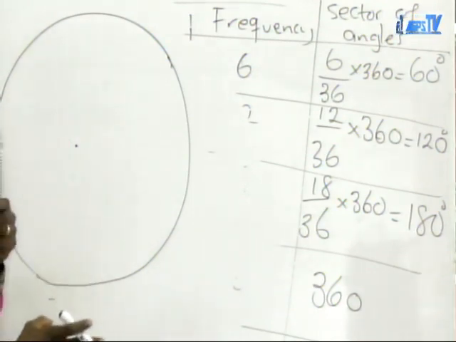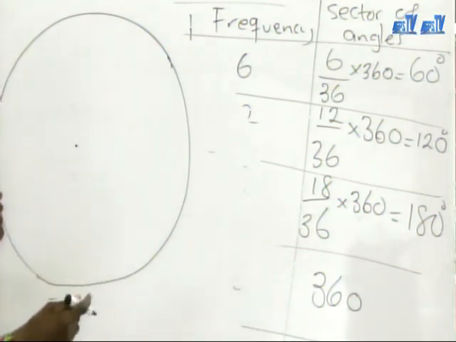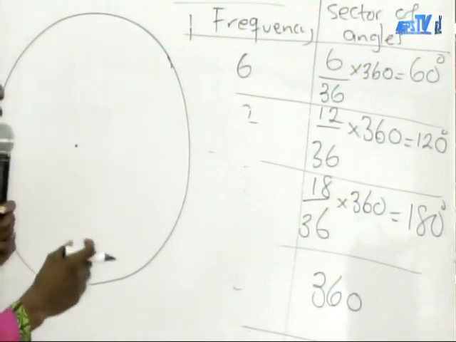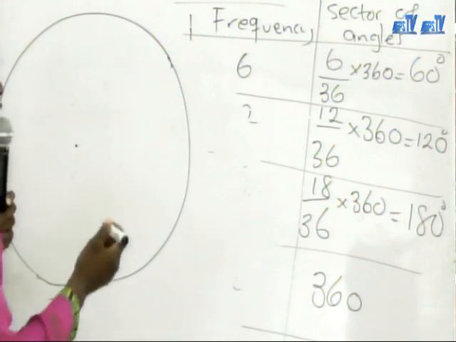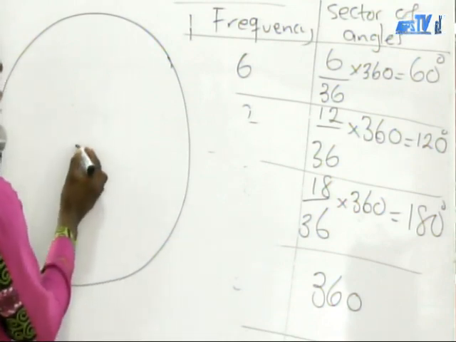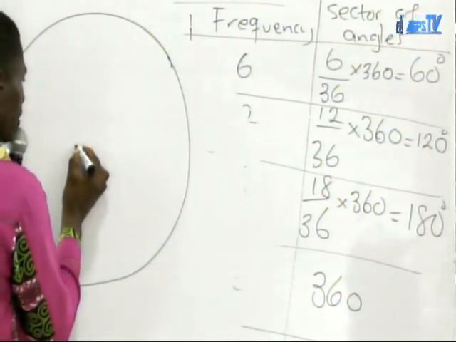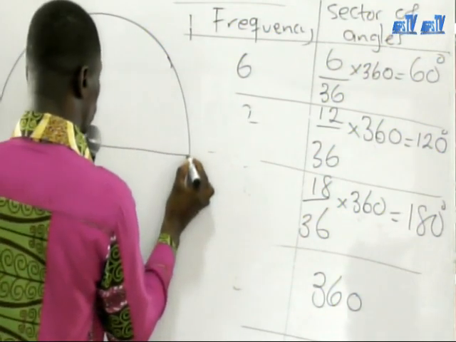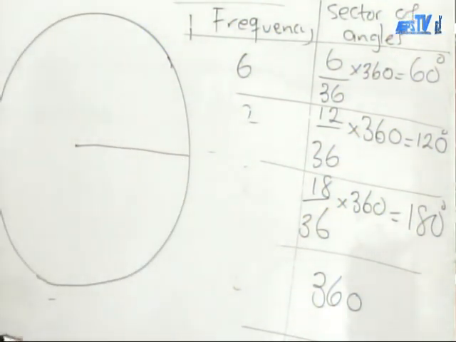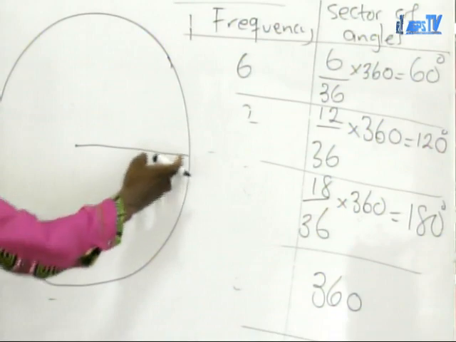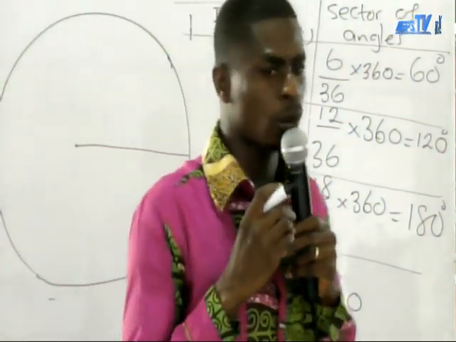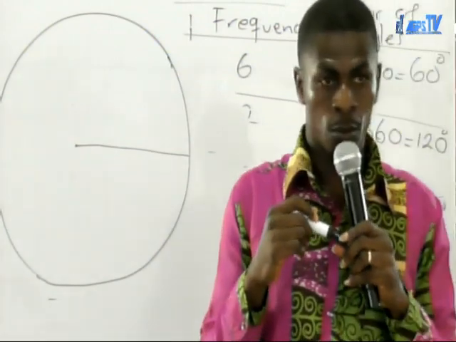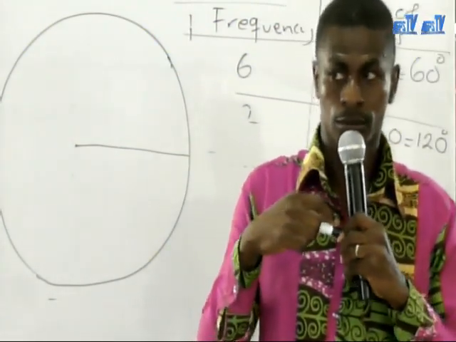The second step is that you must draw a line from any part of the circumference to the center of the circle. And so I am going to draw a straight line from the center to the circumference. And this line that I've drawn is going to be my radius. So when you have drawn your circle, you must always draw a radius.